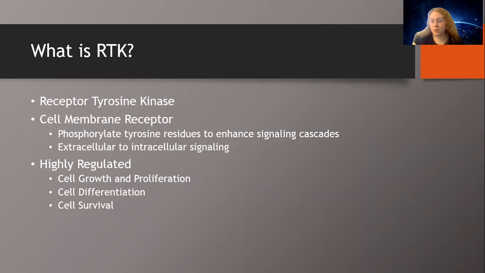And due to that, it is highly regulated because the signal that it is sending will have some very large consequences for the cell because it will deal with regulation of cell growth and proliferation, cell differentiation, and cell survival. And what's important about this particular receptor is that it allows for extracellular to intracellular signaling. And there are a lot of different types of RTKs, and they all have receptor-specific ligands.